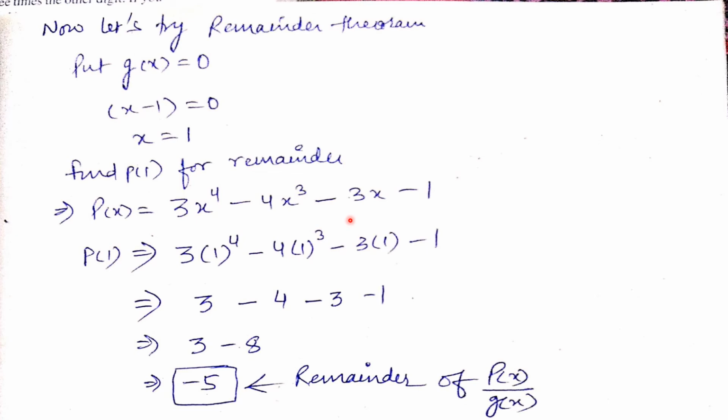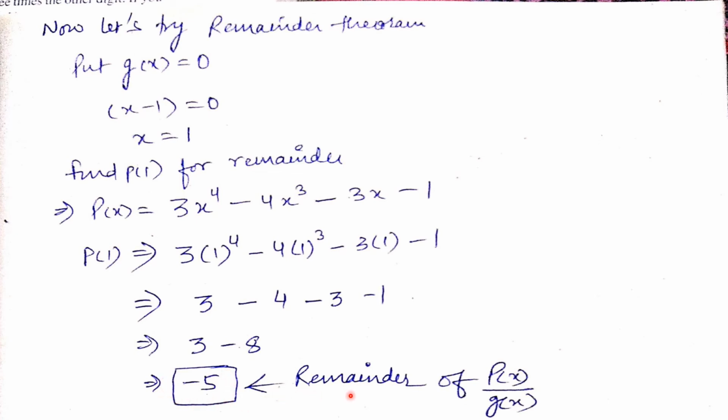Just replace all the x by 1. We will get 3 into 1 power 4 minus 4 into 1 cube, because it is 1 only. Then minus 3, 1 at this place, minus 1. When you solve it, I get 3 minus 4 minus 3 minus 1. 3 minus 8, answer is minus 5.